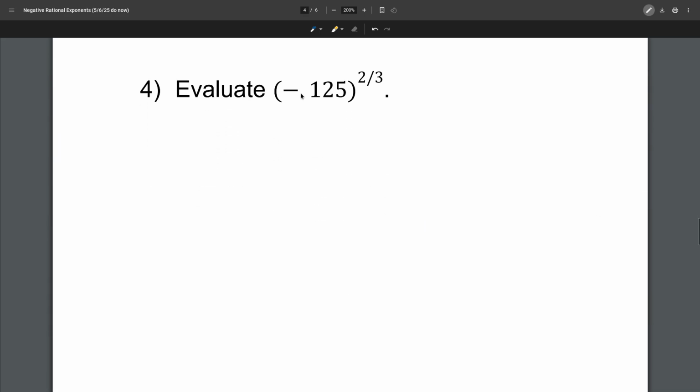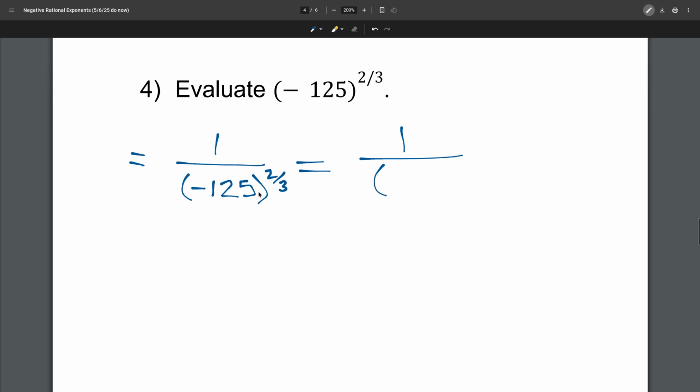Problem 4, let's evaluate negative 125 to the 2/3 power. So I'm going to write this as 1 over negative 125 to the positive 2/3 power. We're going to break this apart, 1 over negative 125 to the 1/3 power, and then we'll square that.